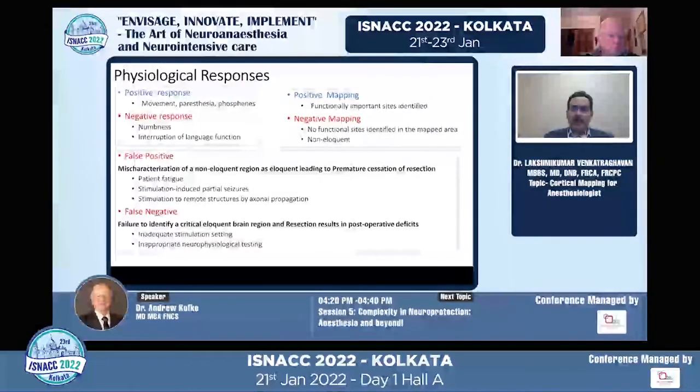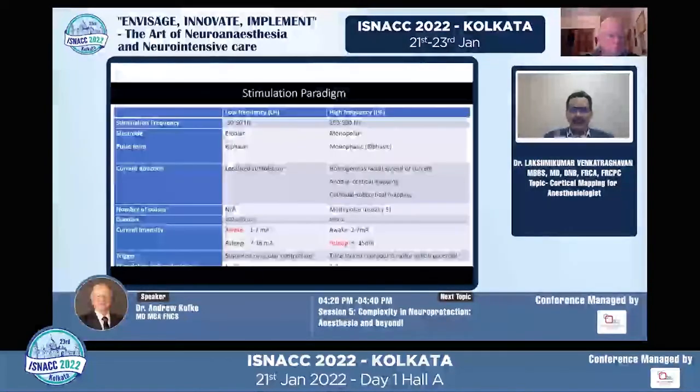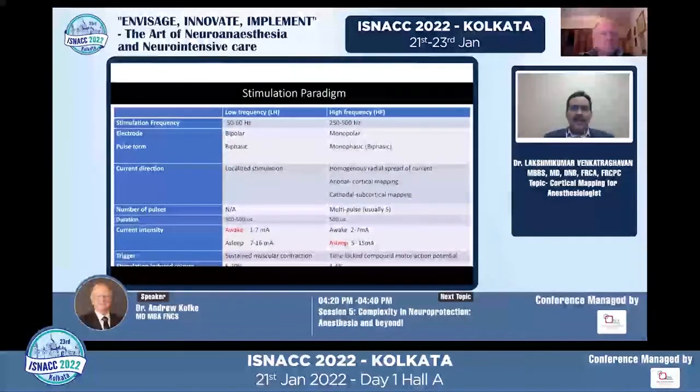When you're coming to the neurophysiological testing, we can talk about it later. On stimulation paradigms, conventionally only these two are used. One is low frequency stimulation. Predominantly, most of the awake mapping is done with low frequency stimulation. And high frequency stimulation mapping is predominantly done in asleep patients or under GA.